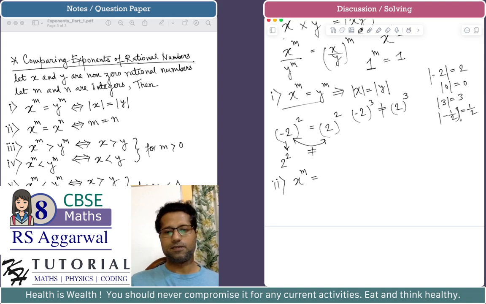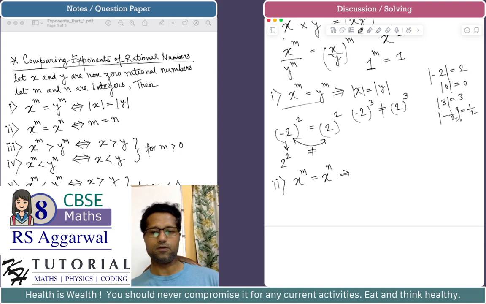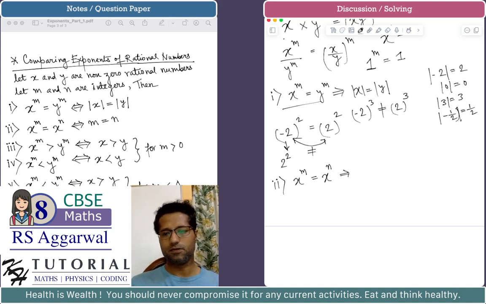Now the second one, it says that if we have x to the power m is equal to x to the power n, that is the base is equal, this will imply we have equality of two numbers where each number is in the exponential form, and both have the same base but the powers are different. So we can say that if the two exponential numbers are equal, the powers have to be equal.